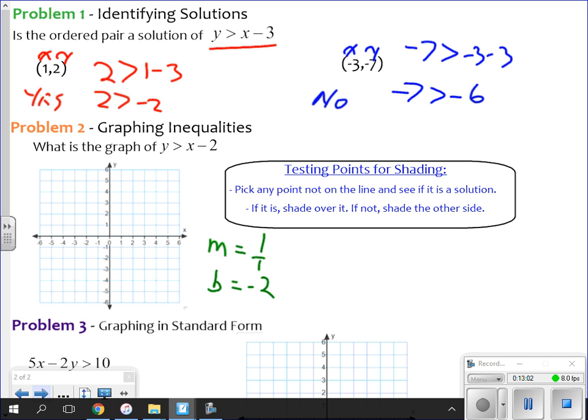Okay. Do I have a solid or dashed line? Dashed line, because it's not or equal to. So I have an inequality. I have a dashed line. It's important to know that before you graph it. So you graph it. Go to negative 2. And then I go over 1 and up 1. Over 1 and up 1, over 1 and up 1. And I do the same thing in the other direction. And I have myself a nice little dashed line.